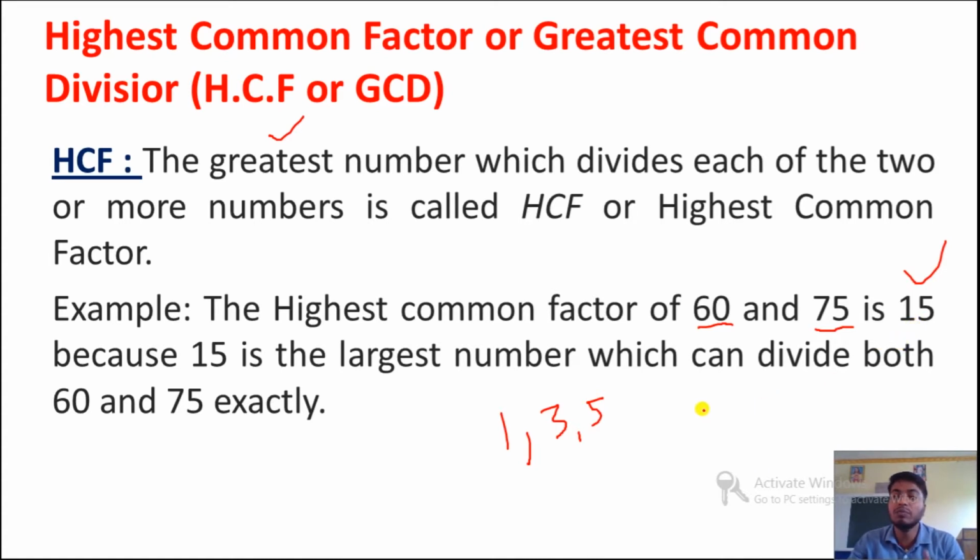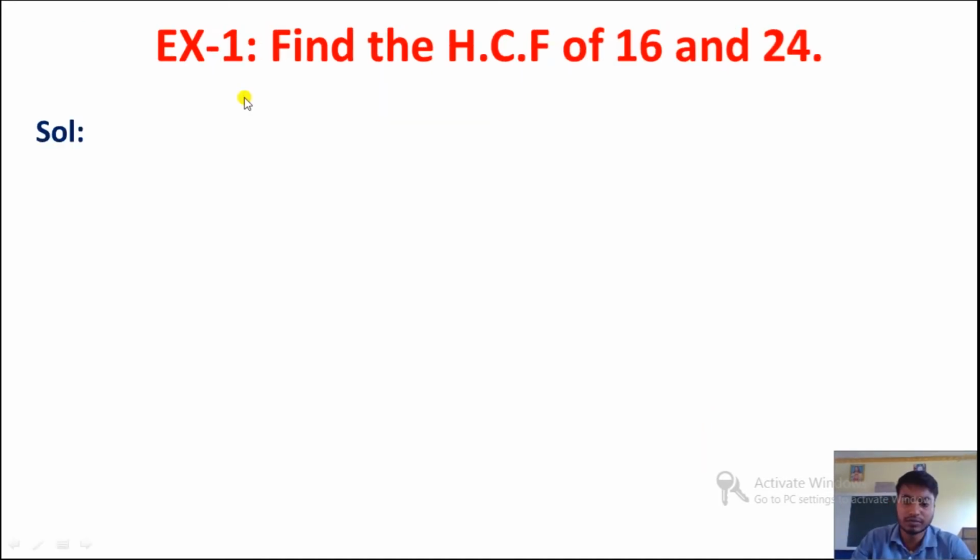Okay, let me give you one more example in detail and you try to understand the concept of HCF. So here we have example number 1. Find the HCF of 16 and 24. Here we will use method number 1, where first we will find the factors of 16 and 24. Factors you know very well, the number which divides the given number completely. After that we will see the common factors in both, and according to that we will find the HCF. Okay, so let's see the solution.